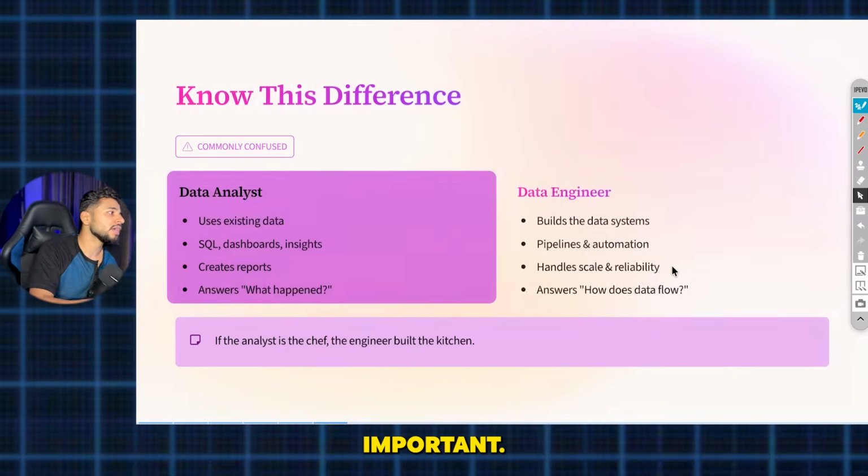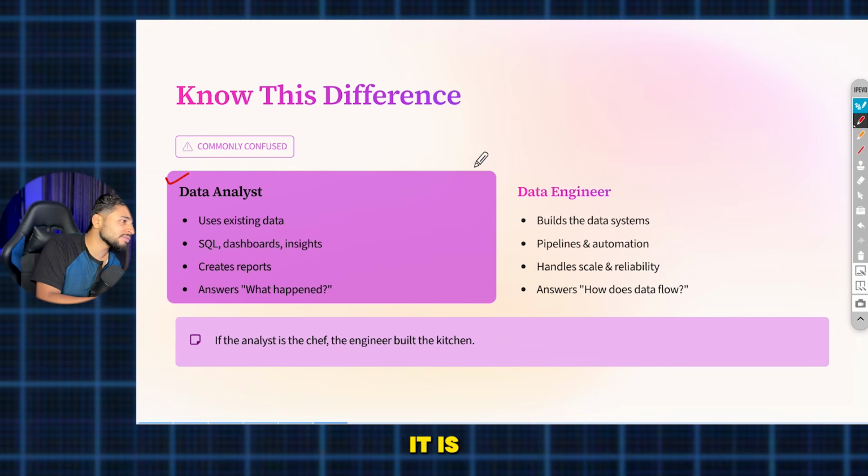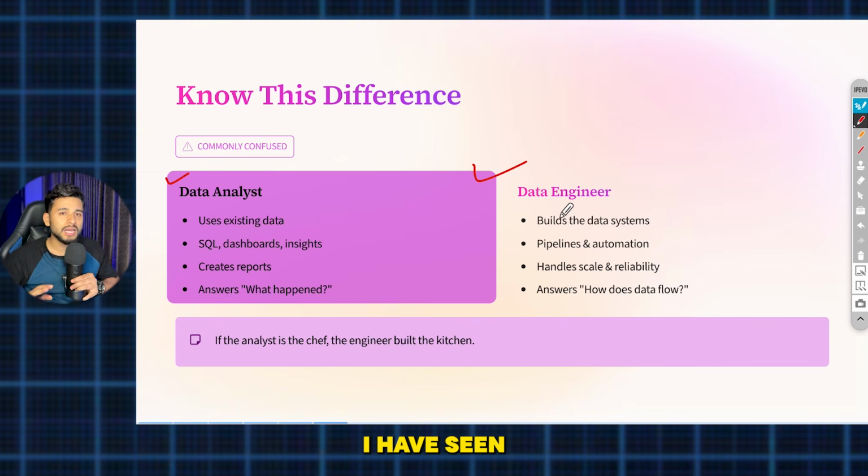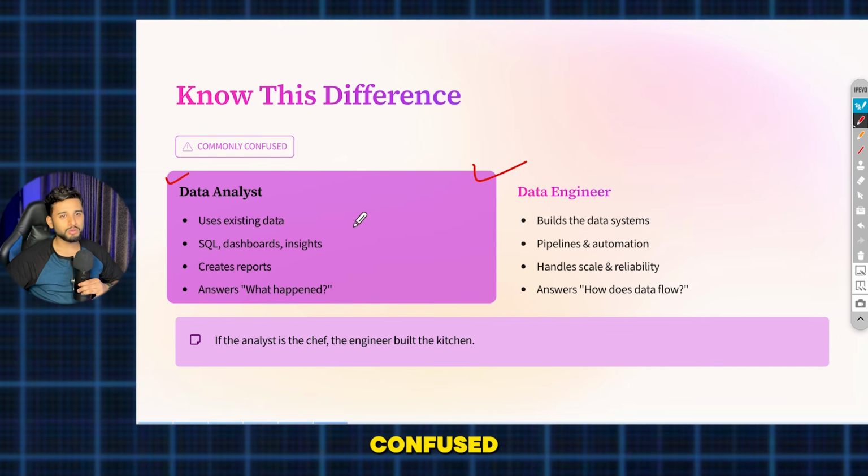Okay, very important. Next thing: if you don't know the difference between a data engineer and a data analyst, it is very important. I have seen that freshers who are in college or want to get into data engineering with zero years of experience are very confused about data analytics and data engineering. So how do you figure out the difference between a data engineer and a data analyst? Very important, I'll tell you. That is a data analyst. A data analyst uses... I'll just change the color of this.